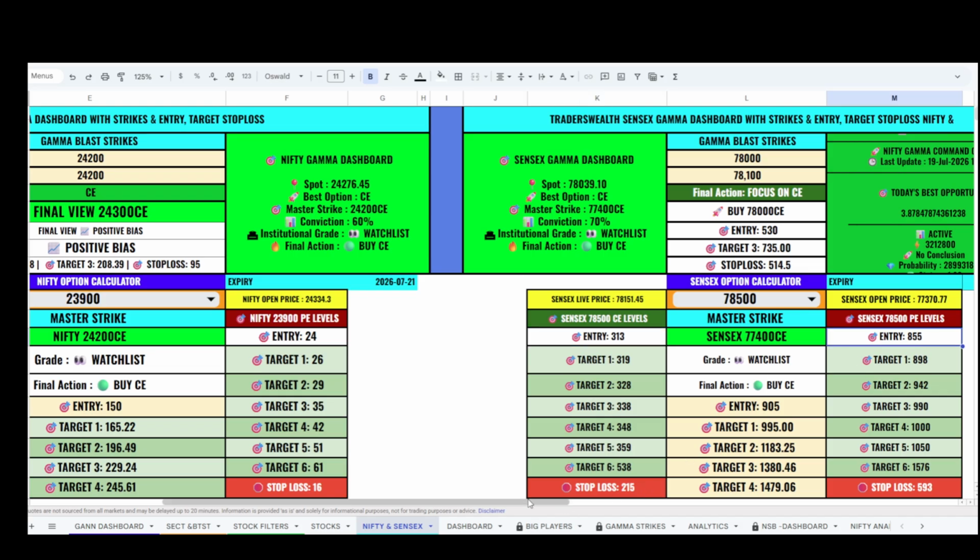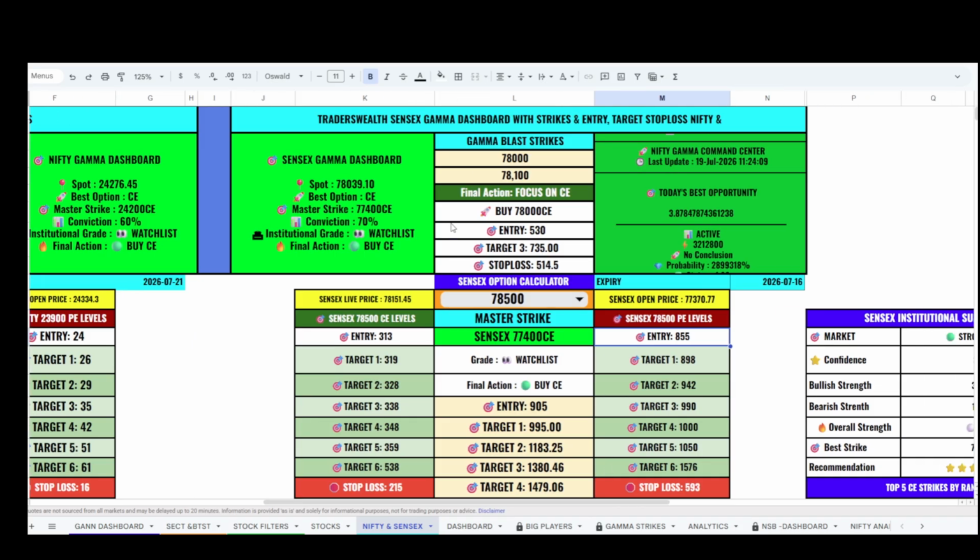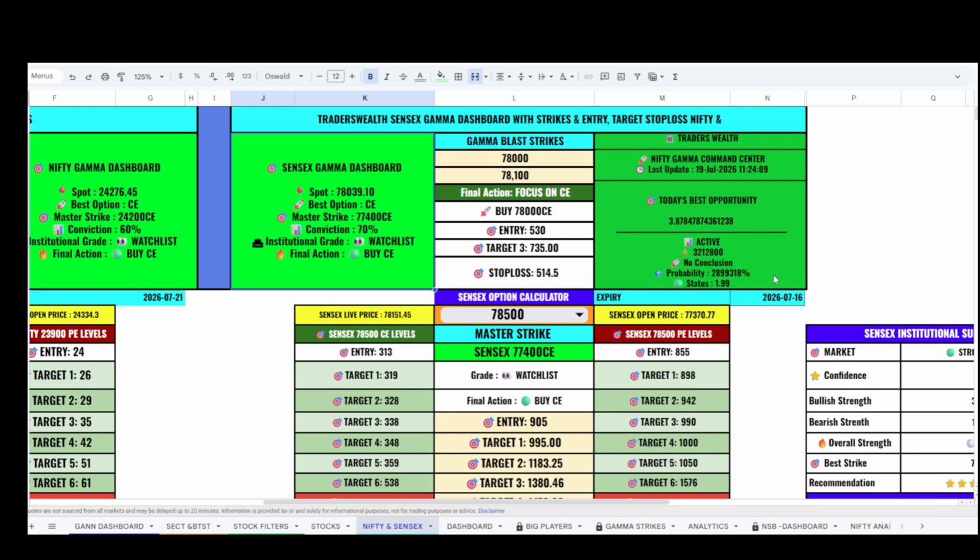Again, this also lets you know all the information given here, like the Sensex Gamma dashboard. This is a gamma strike price which is more powerful, because master strike is nothing but institutional grade. That means all the institutional traders, big traders, whichever strike price they are interested in, it will find out and let you know which strike price it is. So this is the dashboard that gives you all the information for Sensex.